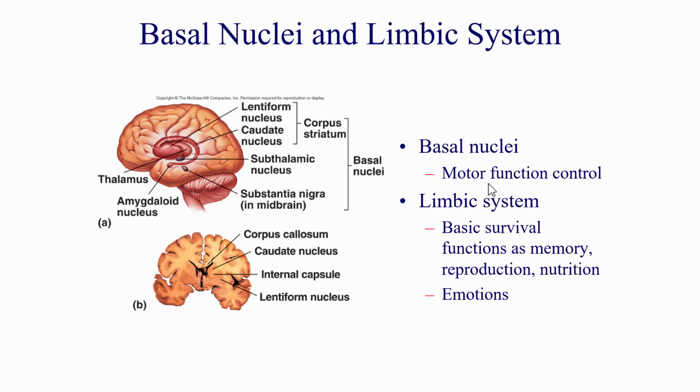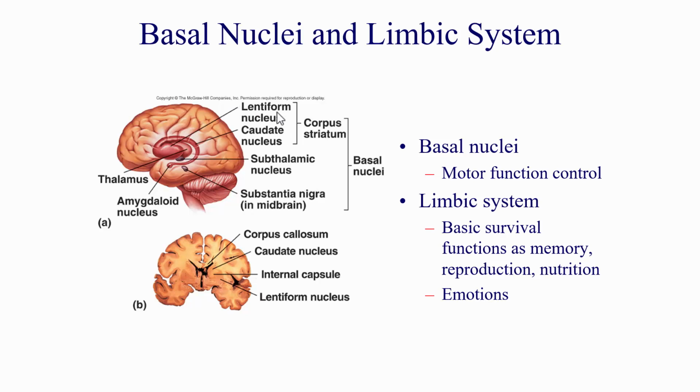We call this kind of the reptilian brain as well. But anyway, going back up here, looking at the basal nuclei, that's made up of what's called the corpus striatum. And the corpus striatum is made up of the lentiform nucleus and the caudate nucleus. So lentiform nucleus and caudate nucleus.